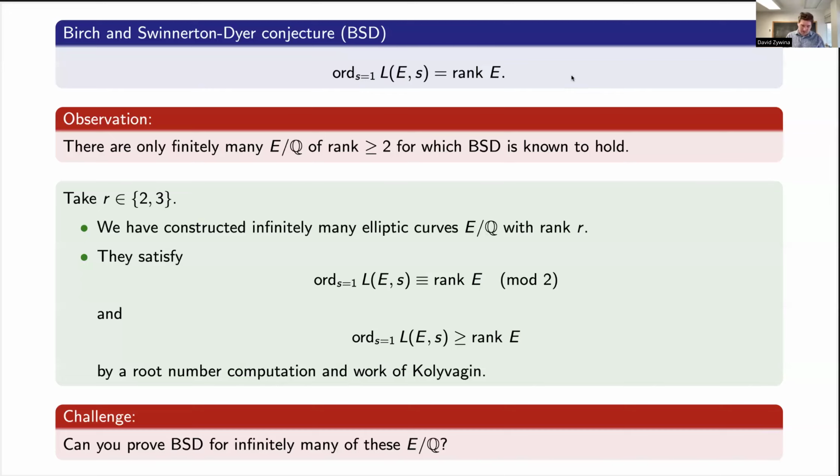And using work of Kolyvagin, you can actually get an inequality one way. The challenge is, can you prove BSD for infinitely many of these E over Q? At least I don't know how to do it, but now there's an infinite supply of elliptic curves for which we know the right-hand side is 2 or 3. So you can maybe think about the left-hand side. And that's really all I want to say. So thank you very much.